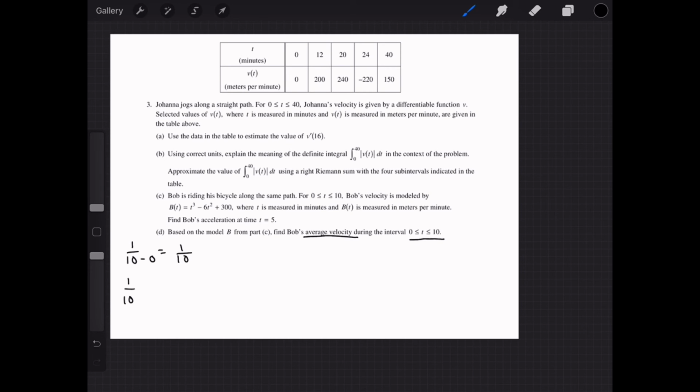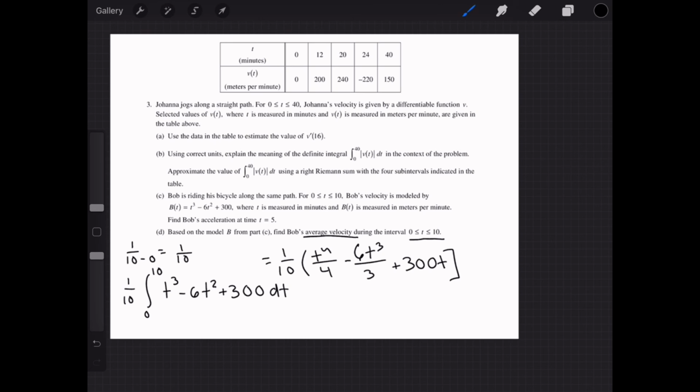So we write this as 1/10 times the integral from 0 to 10 of b of t, the velocity given. We can then integrate b of t from 0 to 10 using the reverse power rule to get 1/10 times t to the 4th over 4 minus 6t cubed over 3 plus 300t, from 0 to 10. We then use the fundamental theorem of calculus, which is plugging in the upper bound minus the lower bound. Plugging in 0 to the equation gets 0, so we only need to plug in 10 for t. Complete the multiplication, add the terms together, and multiply by 1/10 to get the final answer, 350 meters per minute.